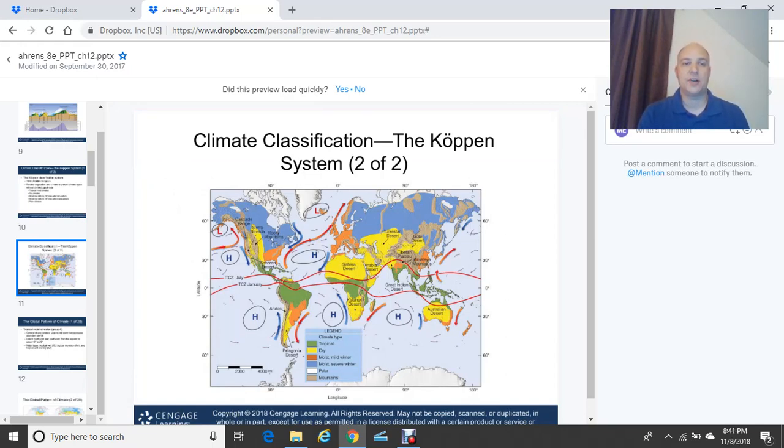Just in general, you see the red lines there in the center of the diagram. That indicates the average position of the intertropical convergence zone. The intertropical convergence zone is an area where both the northeast trade winds and the southeast trade winds meet up and converge, and air is always rising, okay? Wherever you see those two red lines there.